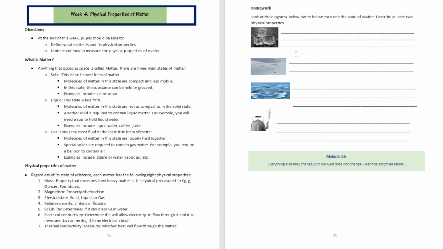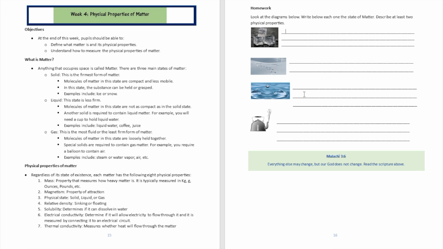So let's try to do some things right now. You've got homework in here. Look at the diagrams below, right below each one of the states of matter. This looks like ice, or like 3 packs of ice over there. You're going to turn to your workbook on page number 16 and just write ice down over there. What about here? Well, this looks like sand. You're going to write it down over there.